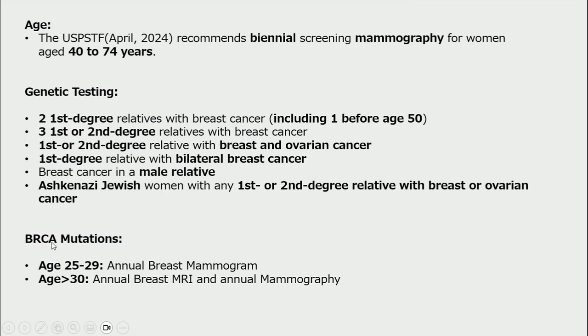Second is the BRCA mutation. Sometimes the patient has already been diagnosed with a BRCA mutation and they will ask you about breast cancer screening. Here the rules are different. Normally we screen at the age of 40 to 74, but if the patient has a BRCA mutation, we will start from the age of 25. If the patient is between 25 and 29, we will do an annual breast mammogram, not biannual. And if the age is greater than 30, we will go for annual breast MRI and annual mammography.